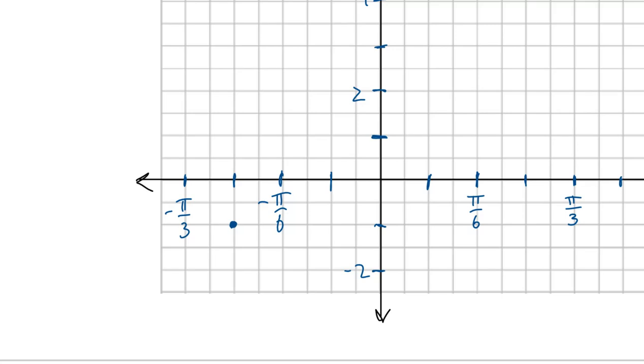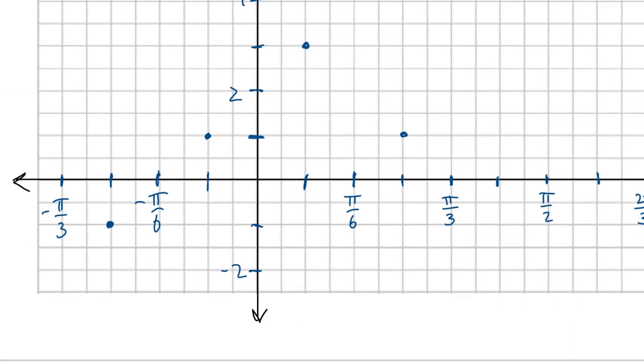Okay, then I count 4 squares because that's what we calculated, that's what we chose. 1, 2, 3, 4, and I go to the 0 line, which is 1. Then I go 4 more squares, 1, 2, 3, 4, and I go to the max, which is 3. Back to the 0 line, 1, 2, 3, 4. Back to the minimum, 1, 2, 3, 4. There's your points. Now graph it.